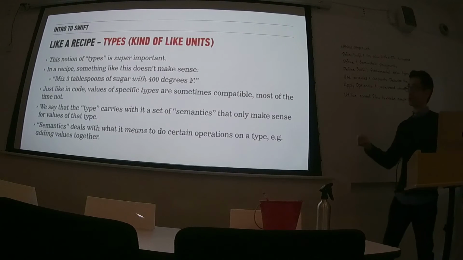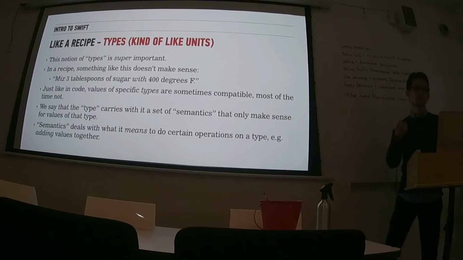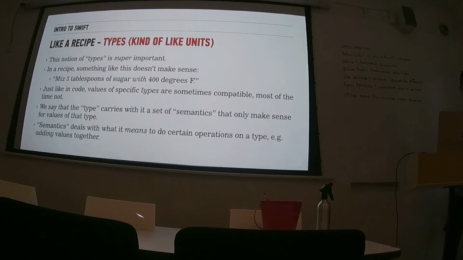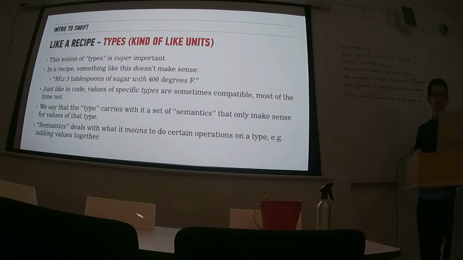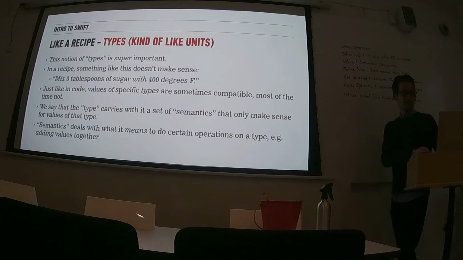This is actually the root of the difference between interpreted and compiled languages, and why compiled languages are so much faster than interpreted languages. In a recipe, for example, it doesn't make sense to say, mix 3 tablespoons of sugar with 400 degrees. That just doesn't compute in our heads. If you ever saw that in a recipe, you'd think that somebody made a mistake, right? Like, add 40 degrees to 6 potatoes. That doesn't make any sense.